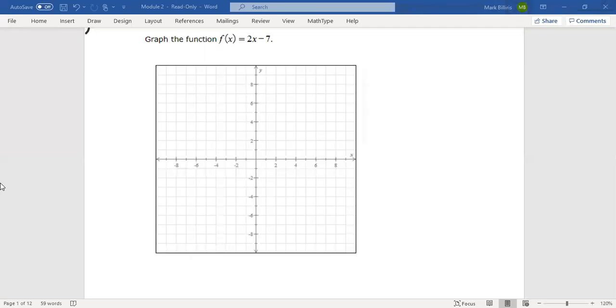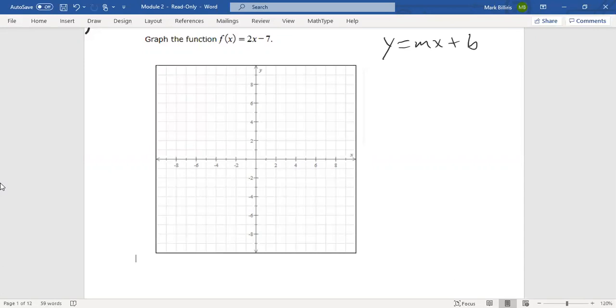In this lesson, we're going to review some graphing methods and also discuss some new methods to graph called transformations. So the first example, we have a linear function and it asks us to graph the function f of x equals 2x minus 7. So remember, whenever we're graphing linear equations or functions, we want it in the form of y equals mx plus b.